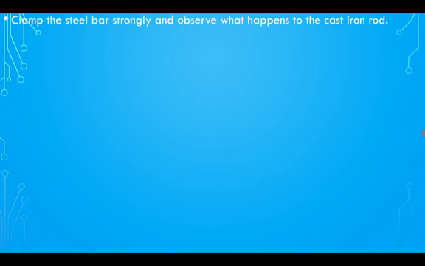Right, so clamp the steel bar strongly and observe what happens to the cast iron rod. So you clamp the steel bar. I mentioned that the steel bar needs to be tightly clamped using the nut so that it does not shake on its own as it is being heated. It has to be tight. All right, so you observe what happens to the cast iron rod. As long as it is not heated yet, no significant observation can be made in terms of its being broken.